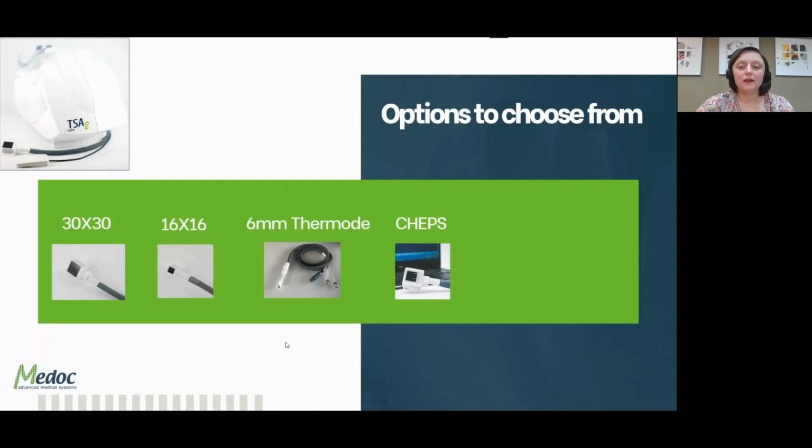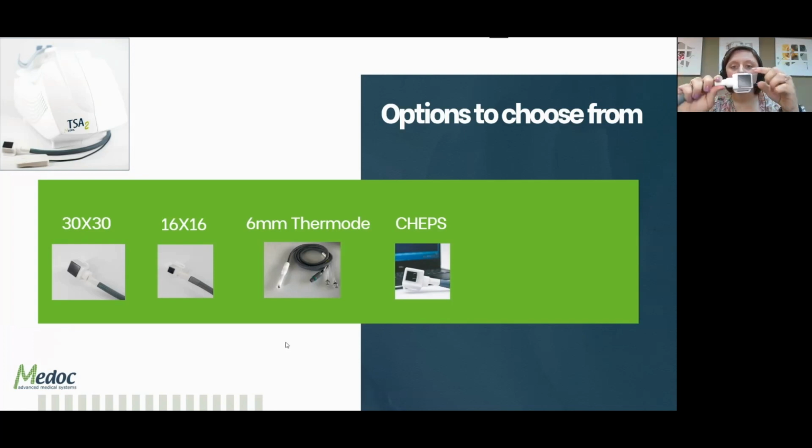Now let's dive deeper and look at all the different options that TSA2 can offer, what the possible uses of these options are, and which one you should go for, depending on the type of stimulation you're looking for. So we have the 30 by 30 thermode, which is the largest one.